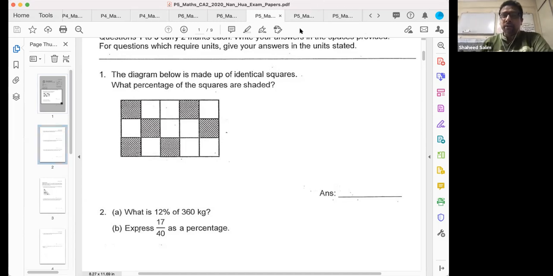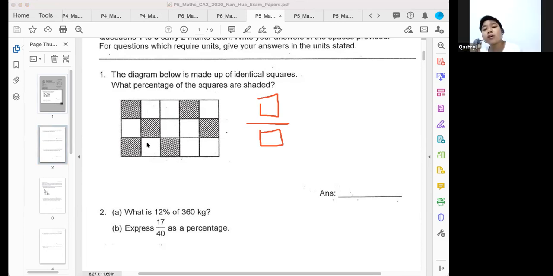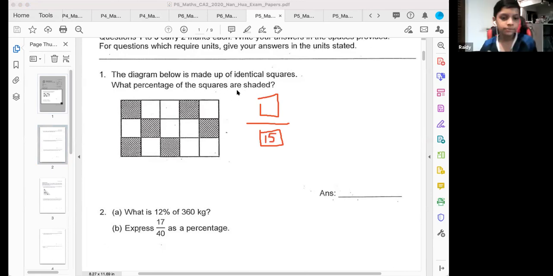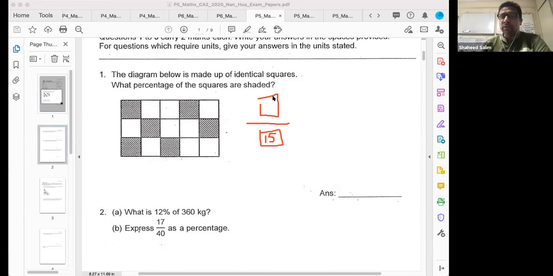You form a fraction first. A fraction has two numbers, something on top, something below. It's always part over whole. Part is on top, whole is below. Whole means everything. So let us see what's the whole. 3, 6, 9, 12, 15. Okay, 15 below. And then the top is what? You look at shaded. 1, 2, 3, 4, 5, 6. So 6 over 15.